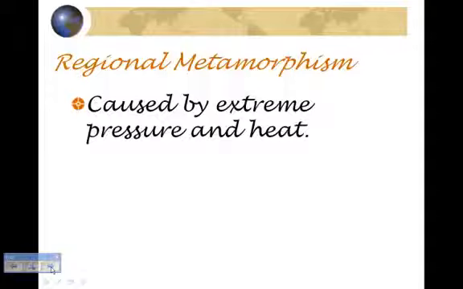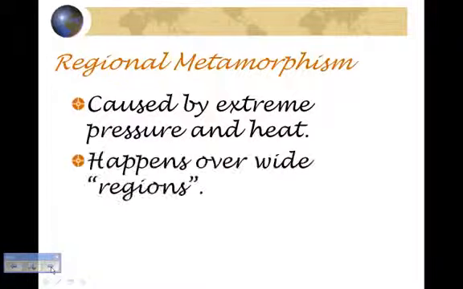Regional metamorphism is caused by exposing rocks to extreme pressure and heat. This extreme pressure and heat causes them to change their current structure into something different, creating a new metamorphic rock. Regional metamorphism happens over wide regions. That is a widespread area that could be up to 1,000 kilometers in distance.